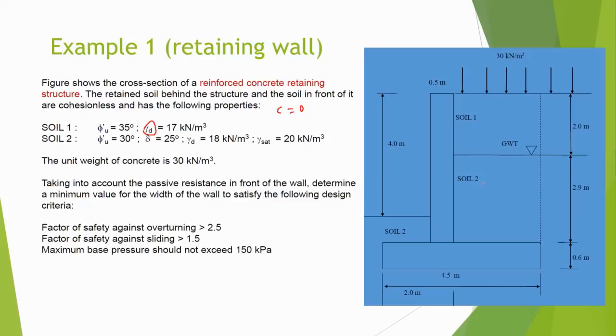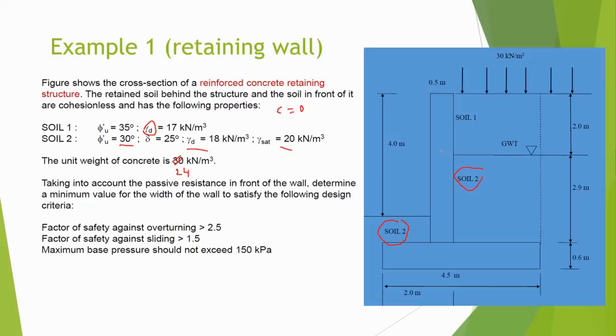Soil tu ada dua. Yang ni ialah aktif. Kalau dia backfill kat belakang wall, dia aktif. So, dia ada angle undrained 30. Okay. Dia punya unit weight dry. Kalau unit weight dry, mesti tak ada water. So, ni ialah dry. Yang ada water ialah unit weight saturated. Ingat. Kalau ada water, unit weight saturated. Okay. 20. Settle. So, this question is 24. So, unit weight concrete is 24 kilonewton per meter cube.